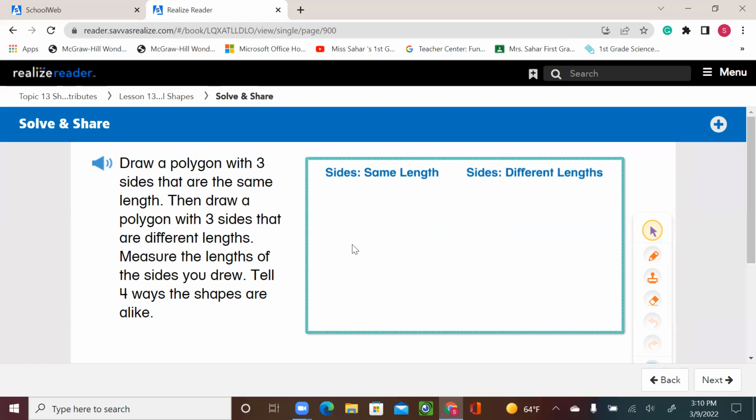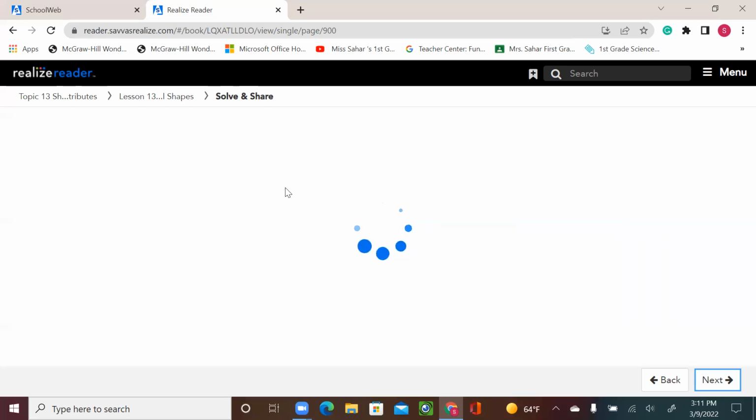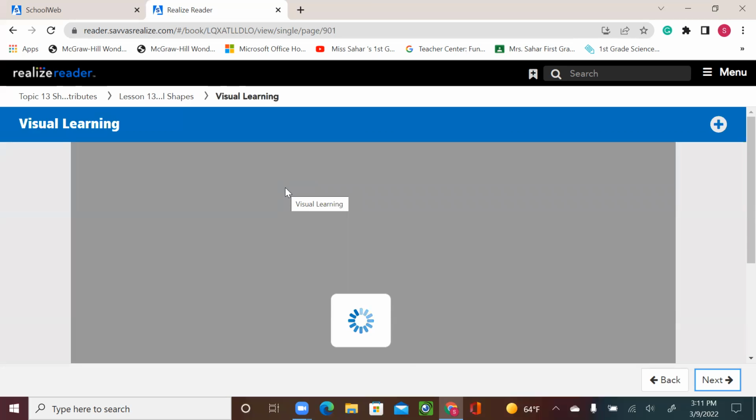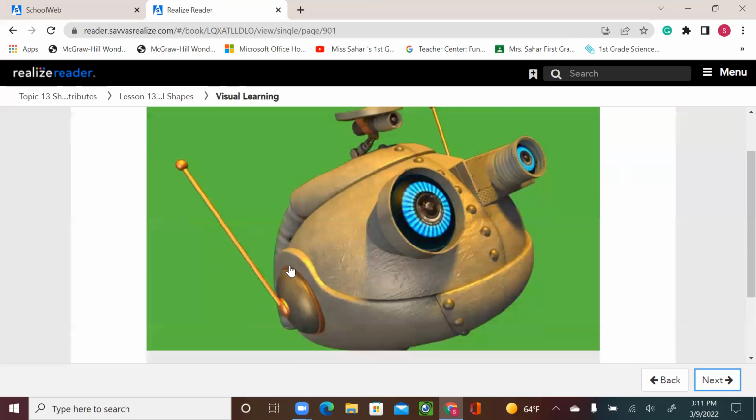So we can choose any measurement units, centimeters or inches, and make sure that the 3 lines are the same length. And then the second part over here, we can draw a triangle that has 2 of the sides the same length and one either shorter or longer. All right, let's watch our video.